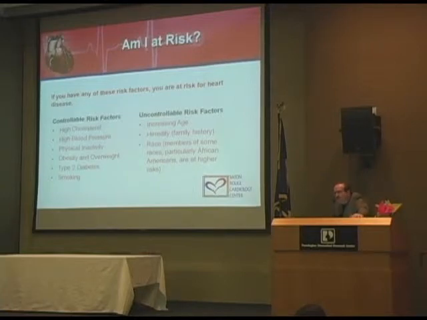They're uncontrollable risk factors. You either have a family history or you don't. You can't do anything about your age, and certain races have a higher incidence of coronary disease. You can't keep from getting older. You can't pick your parents, at least not yet. So there's nothing you can do about having a family history.